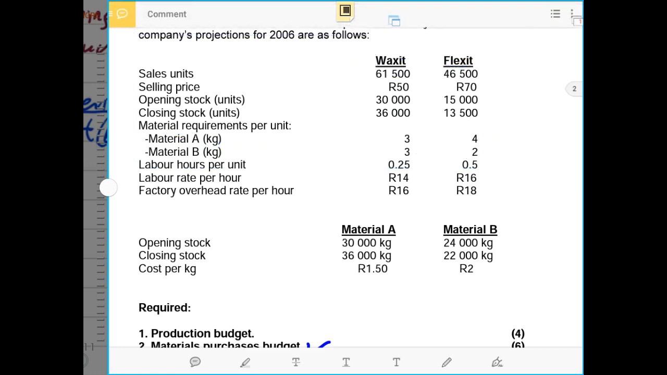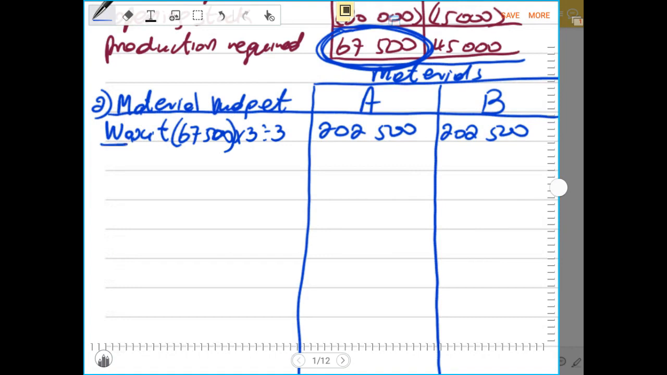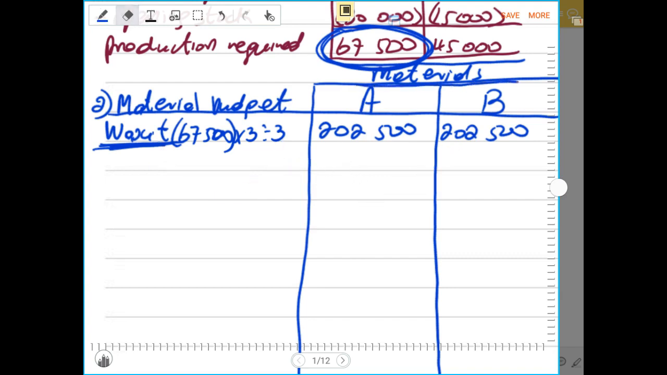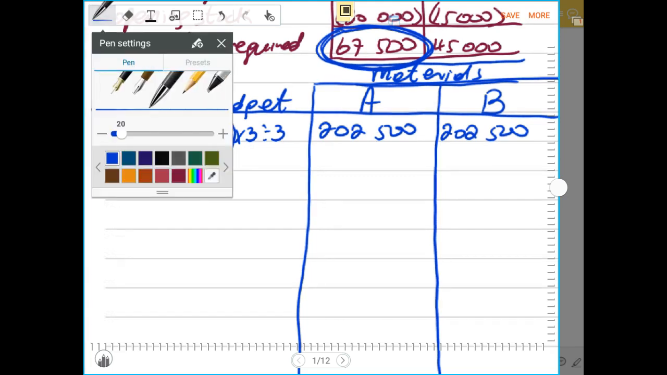So now we have done that, and here is the product, which is product Waxit. Product Waxit needs 3 kgs of material A, and there's material A, and product Waxit also needs 3 kgs of material B, and here's material B, 3 kgs, and that is the allocation under material B, because these are the materials that we have. So now please take note of that, because this is a little bit tricky to calculate and to easily understand.